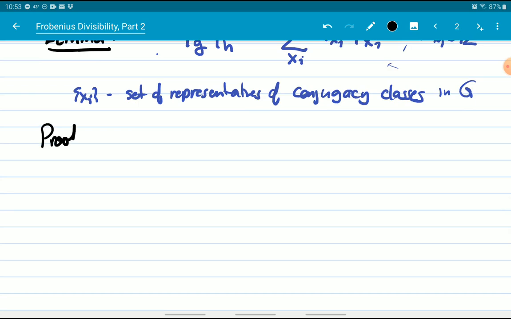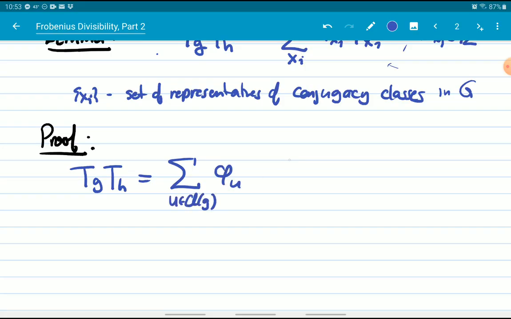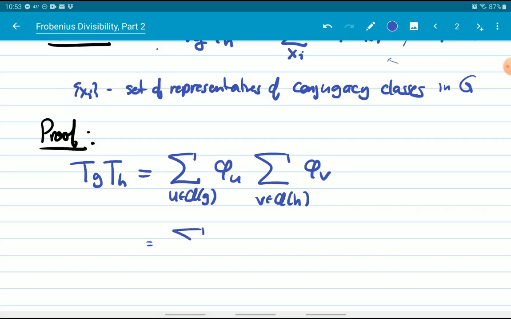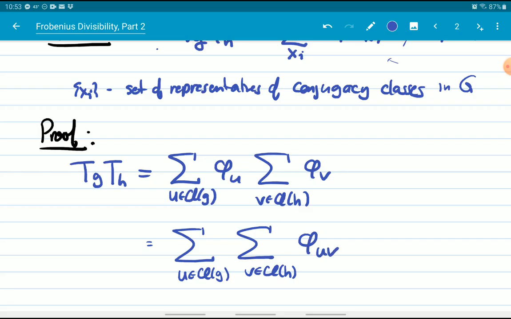How's this going to work? Well, TgTh is a sum of elements in the conjugacy class of g, phi u, elements in the conjugacy class of h, phi v. The composition of operators is distributive, so I can write this as this kind of sum. Since it's a representation, that's phi uv.